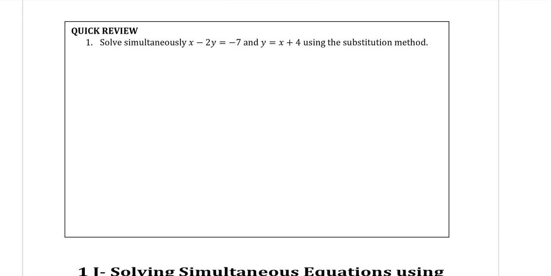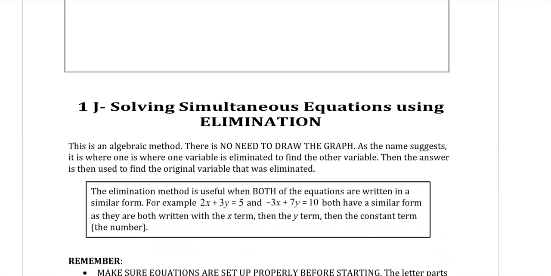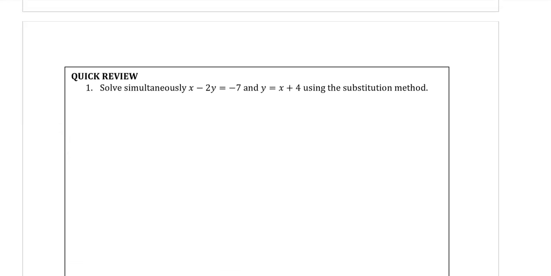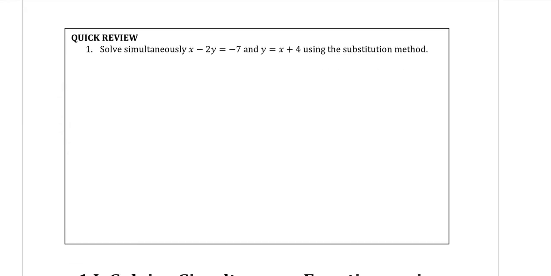Hello, Year 10. Today we are going to be solving simultaneous equations using elimination, but let's quickly recap the substitution method that we used last lesson. With the substitution method, you want to make sure that one of your equations has one of the pronumerals by itself. So the y is by itself in this second equation.